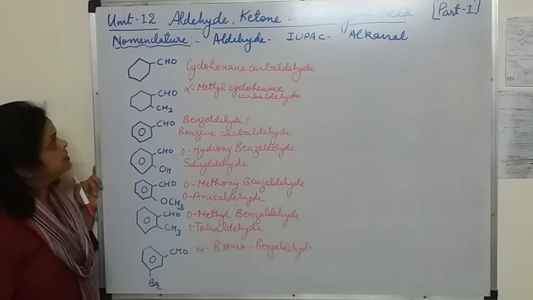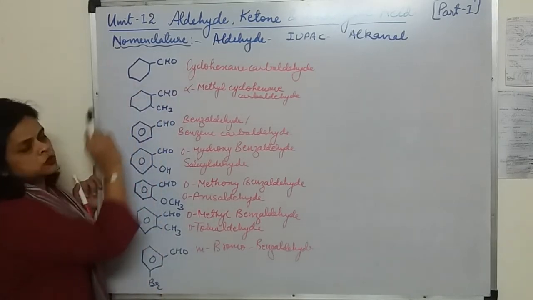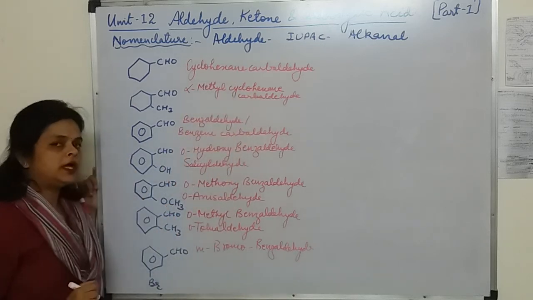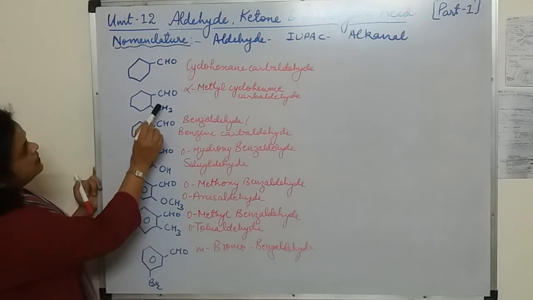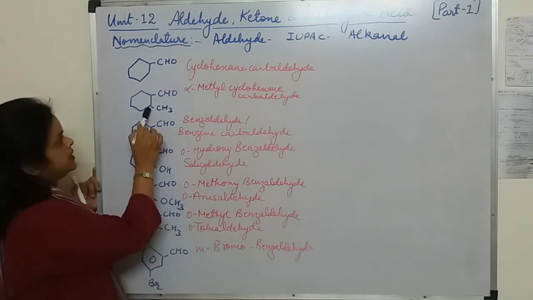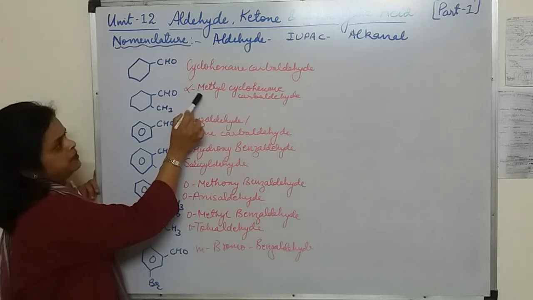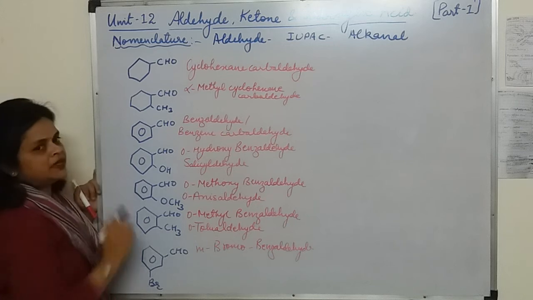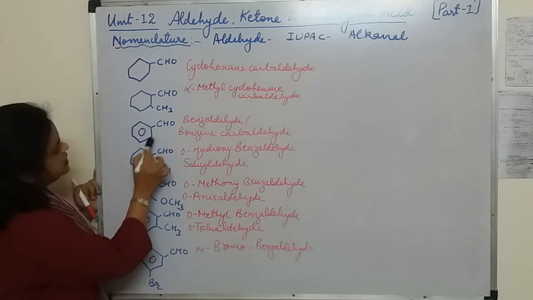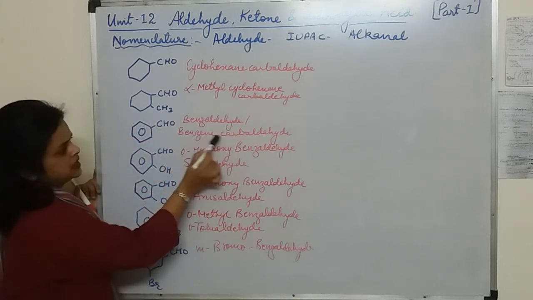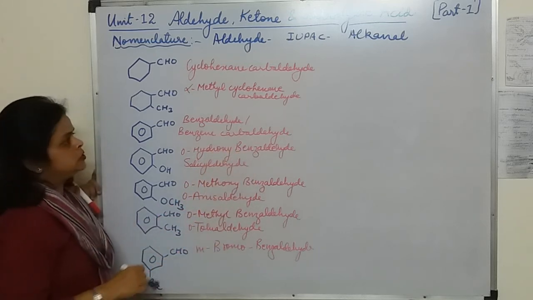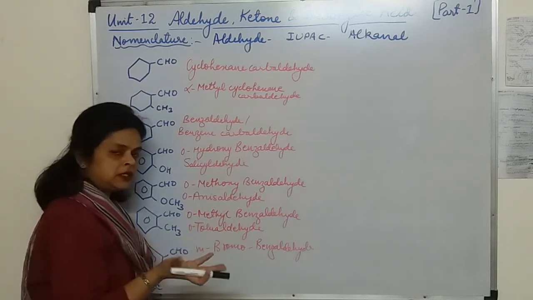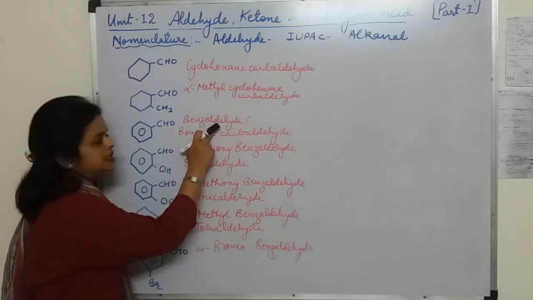Some more examples. When the CHO group is attached to cyclohexane, that is cyclohexane carbaldehyde. It is one and the same in common and IUPAC nomenclature. When we have a CH3 group or any substituent at the alpha position, that will be alpha methyl cyclohexane carbaldehyde. Now this CHO group is attached to the benzene ring. So this is benzene carbaldehyde, or more commonly known as benzaldehyde. Generally we use the term benzaldehyde.